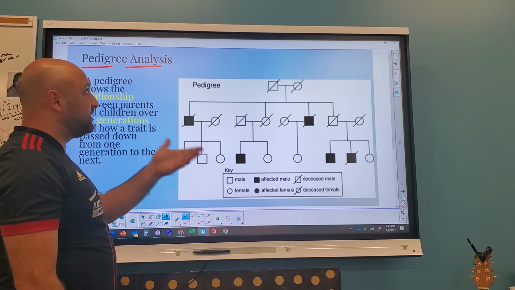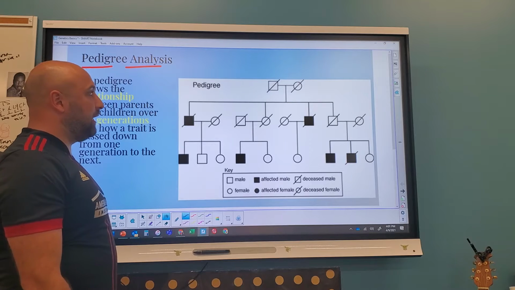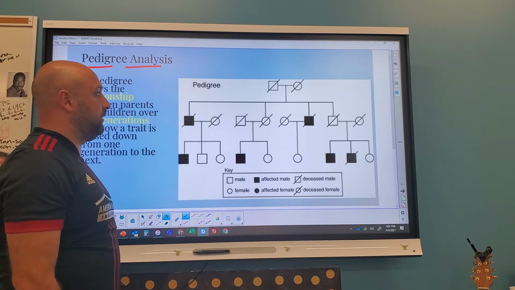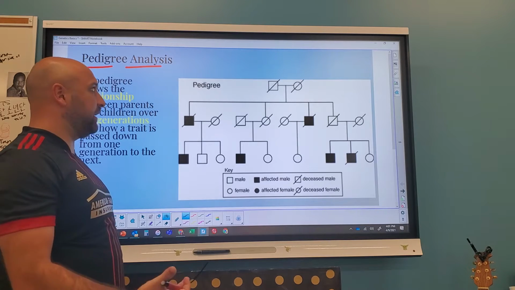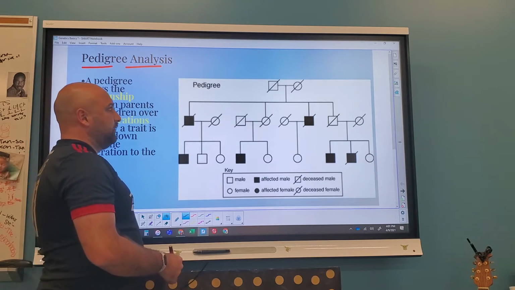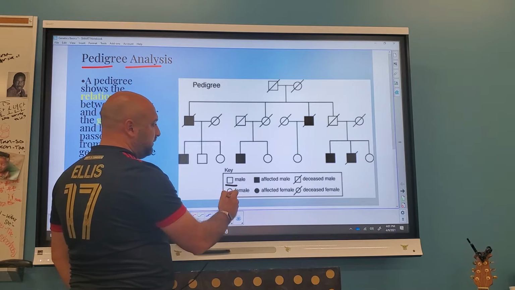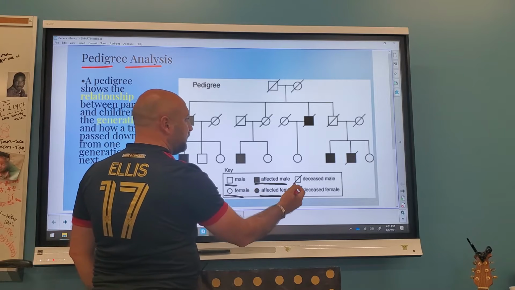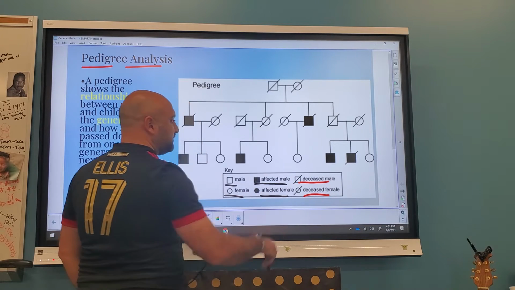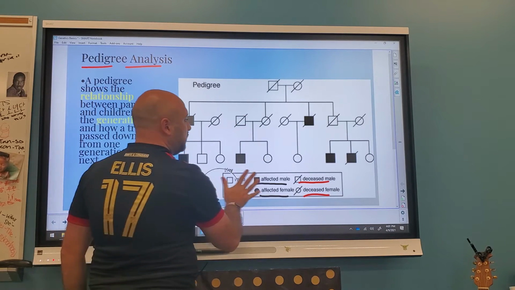So essentially what you do here is you map out the traits of all the offspring and all the ancestors of whatever organism you're breeding. If we look at this pedigree, the basic idea is this. Look at your key: the boxes are males, the circles are female. But we really want to look at affected, and of course deceased means a line through, but you have affected and then you have the non-affected ones, which are the clear ones.